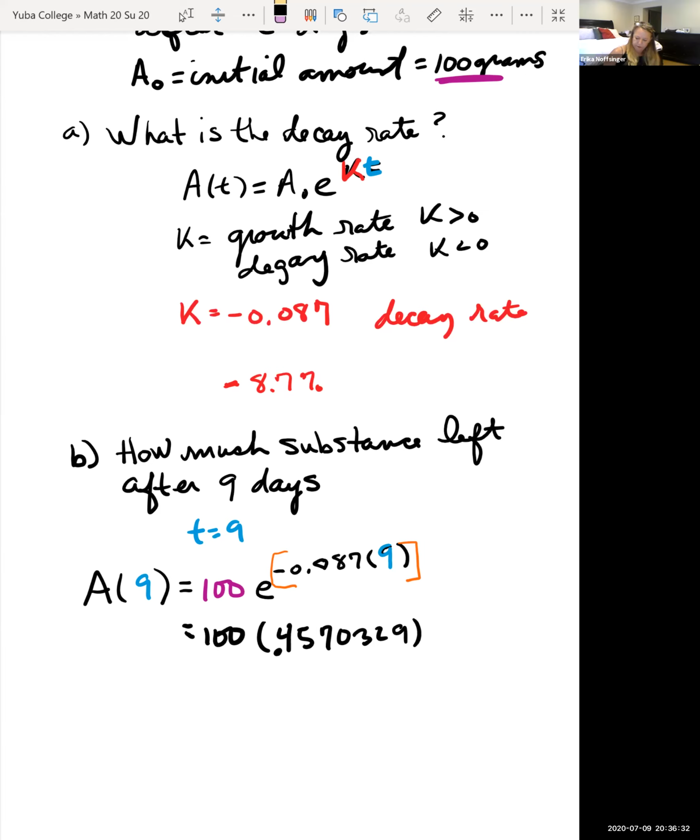So 0.45. This is going to give us, move the decimal over twice, 45.7. And we're wondering if they give us, yeah, they round to the tenths grams.